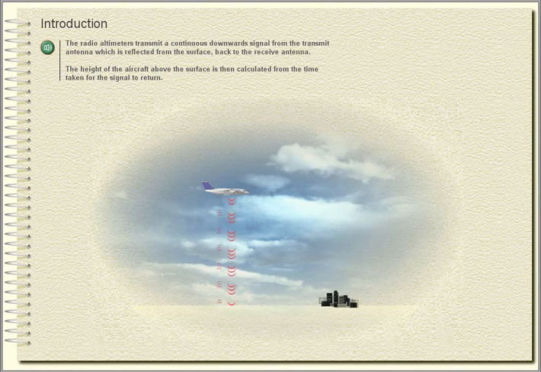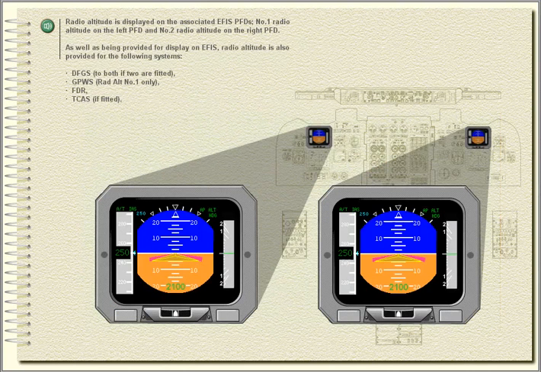Introduction. The radio altimeters transmit a continuous downward signal from the transmit antenna, which is reflected from the surface back to the receive antenna. The height of the aircraft above the surface is then calculated from the time taken for the signal to return. The radio altimeters are operational at all altitudes, but do not provide outputs to any aircraft systems above 2,500 feet AGL.